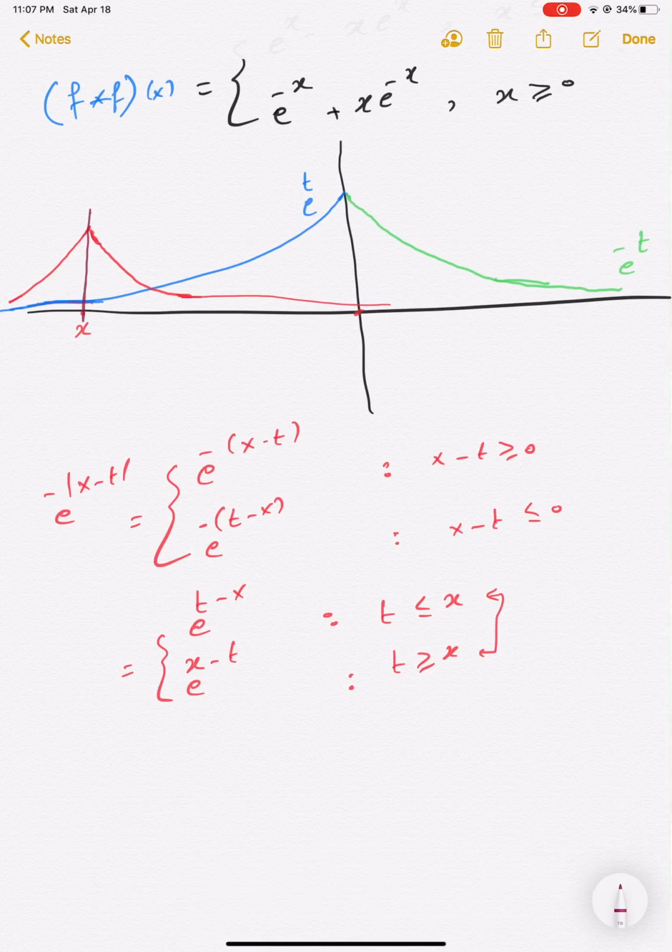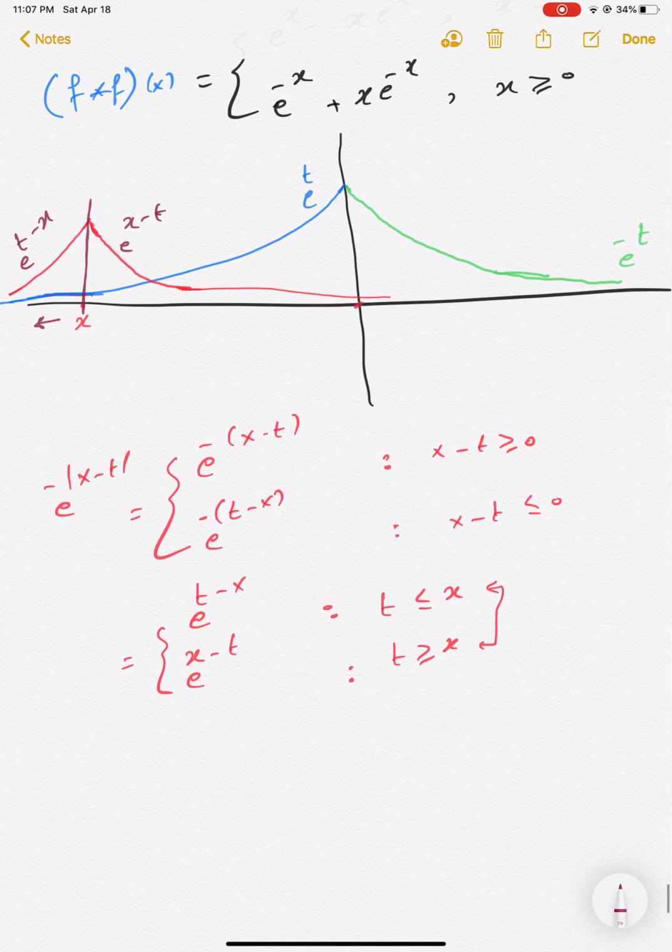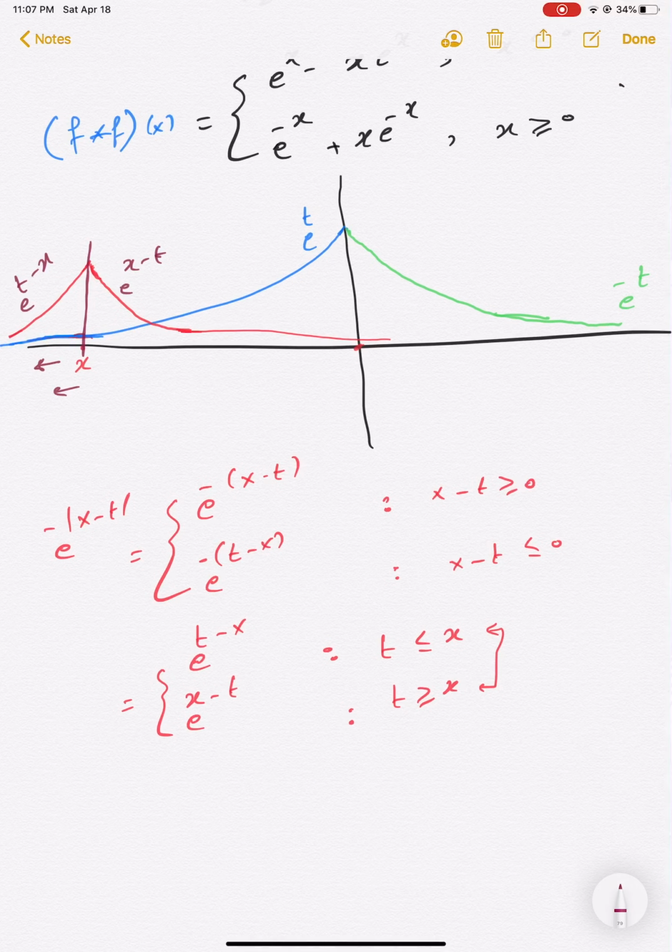So this is x, this is x. When t is less than x, in this area the function is e to the t minus x, but on the other side, the function is e to the x minus t. And now you say, okay, I want to multiply the red curve with the blue-green curve. So what happens is this. To the left of x, when x is negative, you just multiply e to the t minus x, this red curve here, with this curve, which is e to the t.